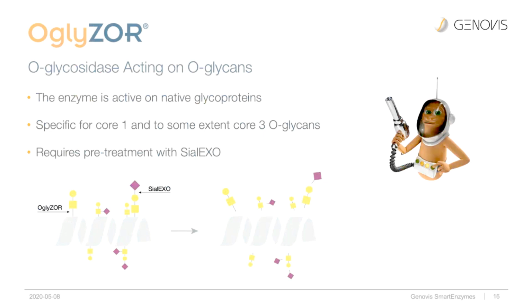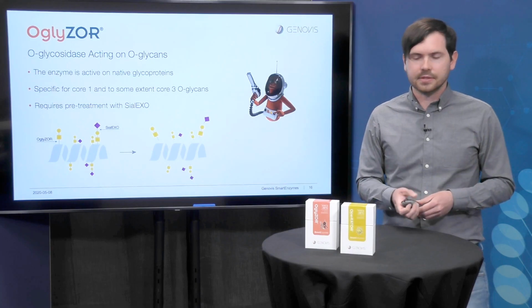It specifically removes core 1 O-glycans that are so often found on biopharmaceuticals, and it absolutely requires pretreatment with Sialexo. So Sialexo will remove the sialic acids, O-Glycer will remove the core 1 O-glycans, and you will end up with a pristine unmodified protein that you can use for your analysis.